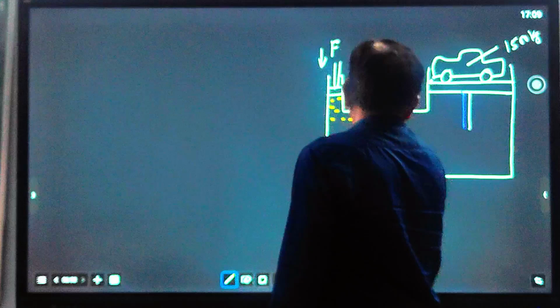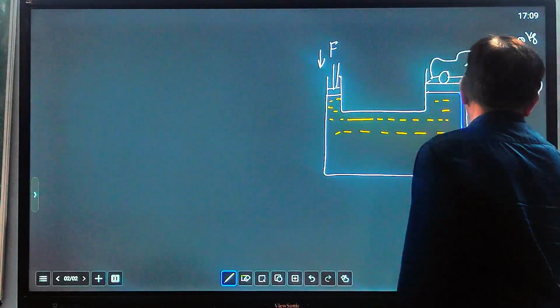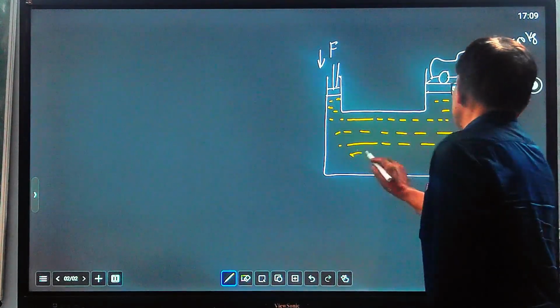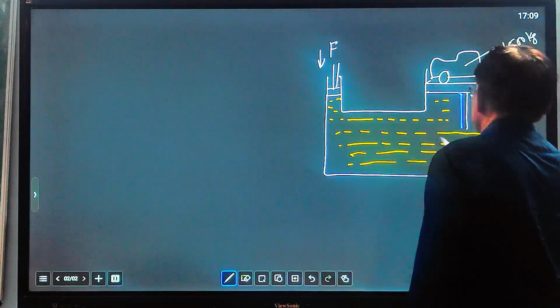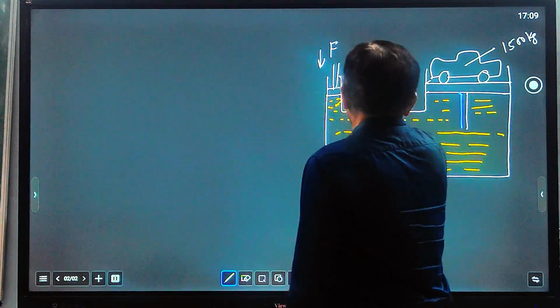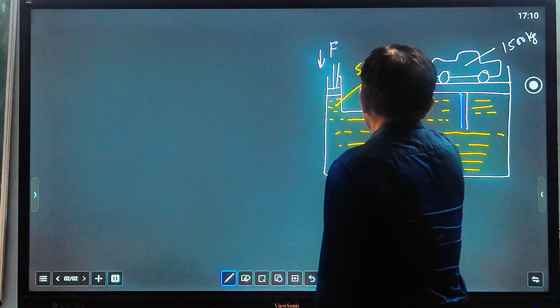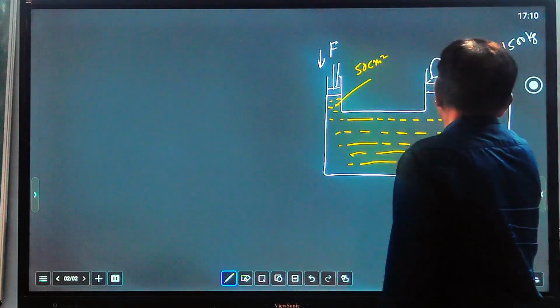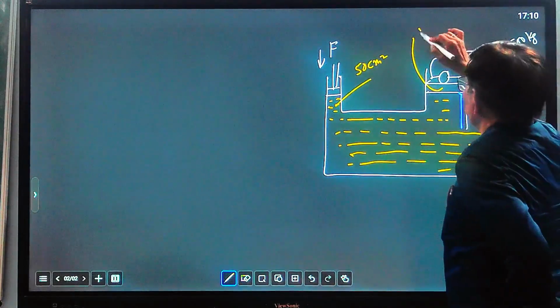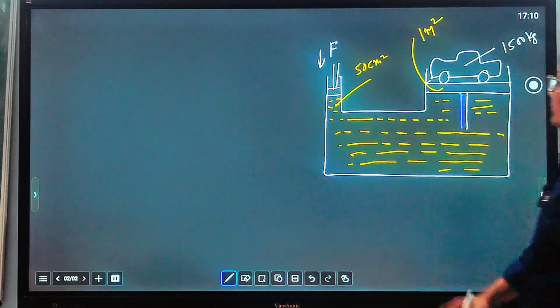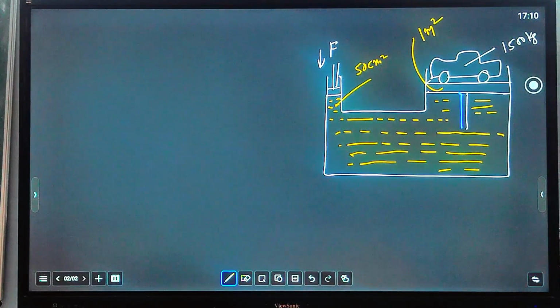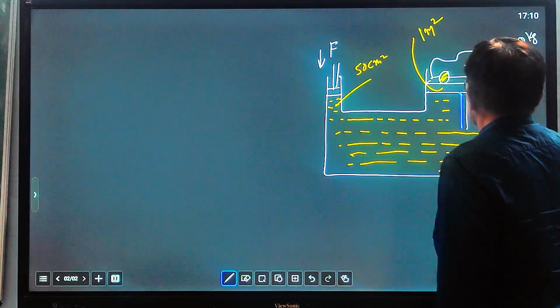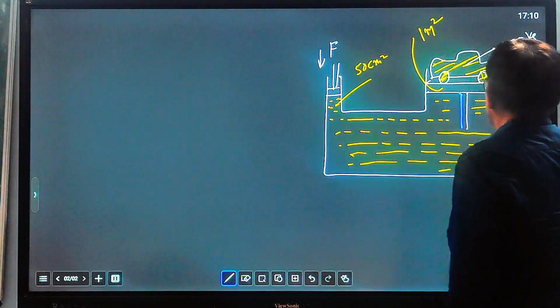There is a liquid inside, some oil is there. The area here is given as 50 centimeter square, and the area of this plunger is given as 1 meter square. So find out the force required to lift this car. How much force is required to lift this car?